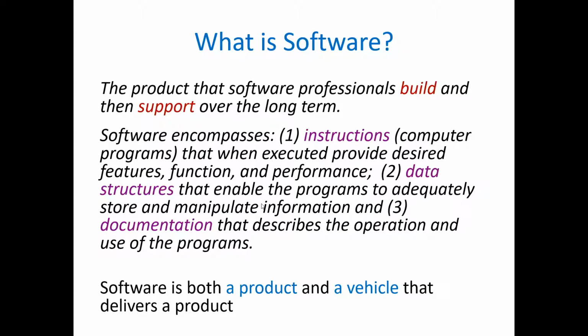Now apart from that, we also say the software has two kinds of roles. We say software is both a product as well as a vehicle that delivers a product. So as software engineers, we are building a software, we are building a product. First thing, we are building a product. That means software is a product.